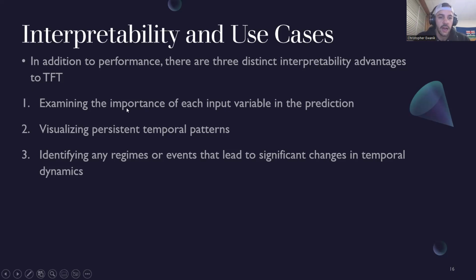Finishing my little rant, we can examine the importance of each input variable in the prediction. We can visualize the temporal patterns, and then we can identify any regimes or events that lead to a significant change in temporal dynamics. I'm going to break each of these down because they're really awesome.